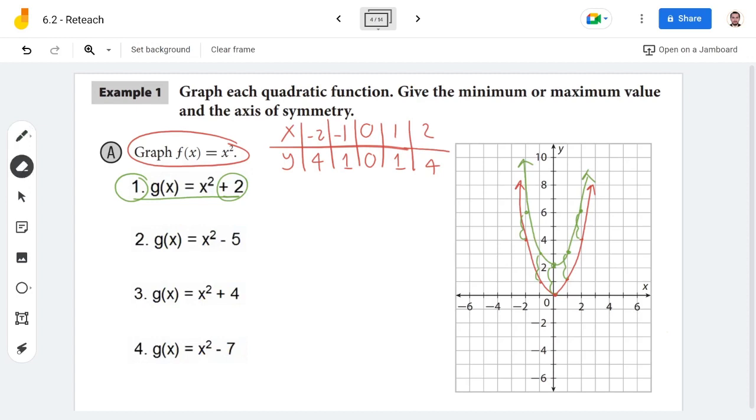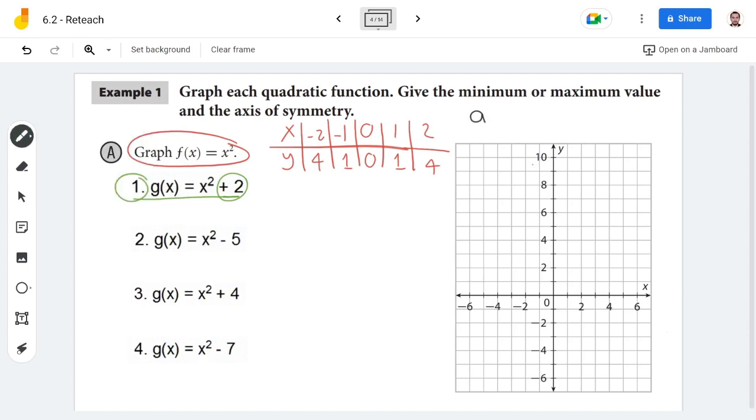Another way, if I don't want to use my parent function, I can use another way to graph my functions. How can I graph? First of all, identify the h and k. Identify the center. And we know that this is the formula. Let me write the formula here.